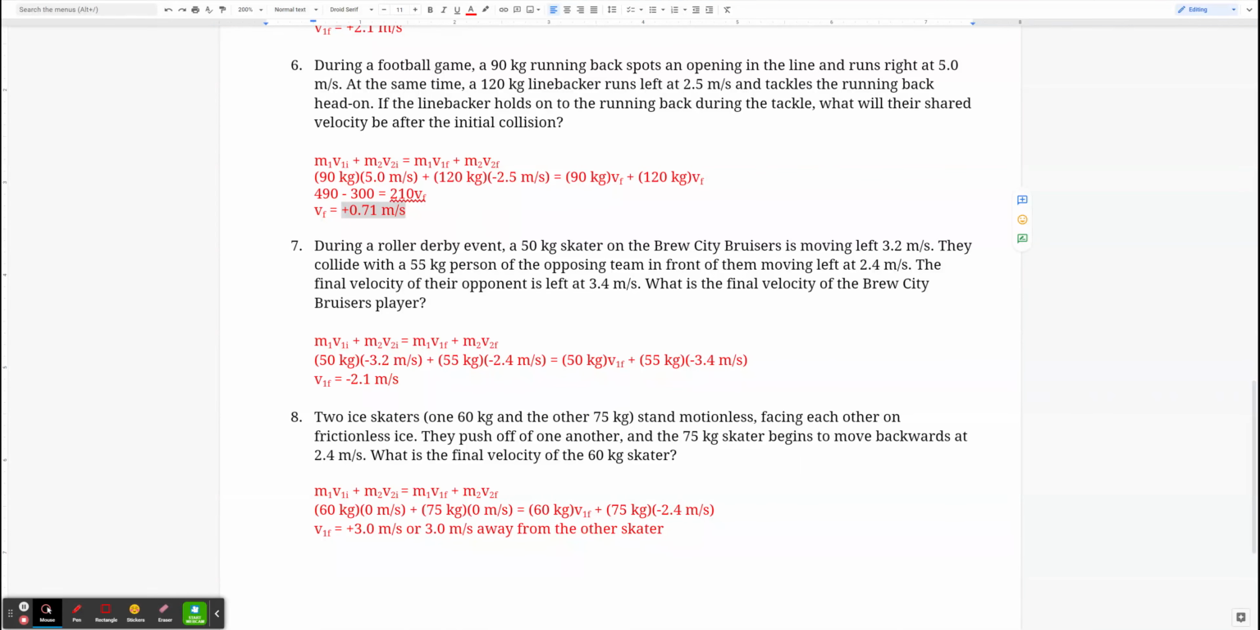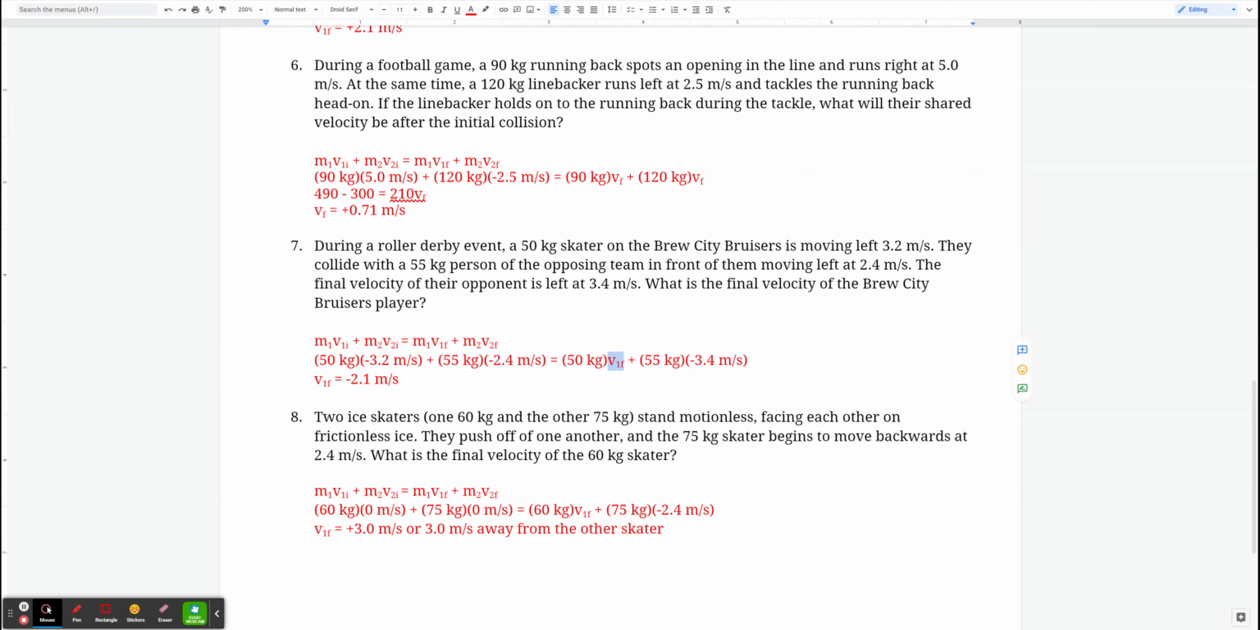Continuing on with number 7, during a roller derby event, we have a 50 kilogram skater moving left at 3.2 meters per second. So here we go, 50 kilograms, negative 3.2. They collide with a 55 kilogram person on the opposing team, moving left at 2.4. So 55 left at 2.4. Final velocity of their opponent is left at 3.4. So there we go. Opponent's mass 55, left at 3.4. And then we just want to solve for the final velocity of the original skater, the 50 kilogram skater. So in this case, if we substitute all our numbers in and solve, we get negative 2.1 meters per second.